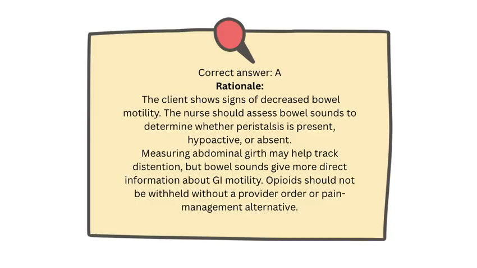Okay, the correct answer is letter A, and this is the reason why. The client shows signs of decreased bowel motility. The nurse should assess bowel sounds to determine whether peristalsis is present, hypoactive, or absent. Measuring abdominal girth may help track distension, but bowel sounds give more direct information about GI motility. Opioids should not be withheld without a provider order or a pain management alternative.